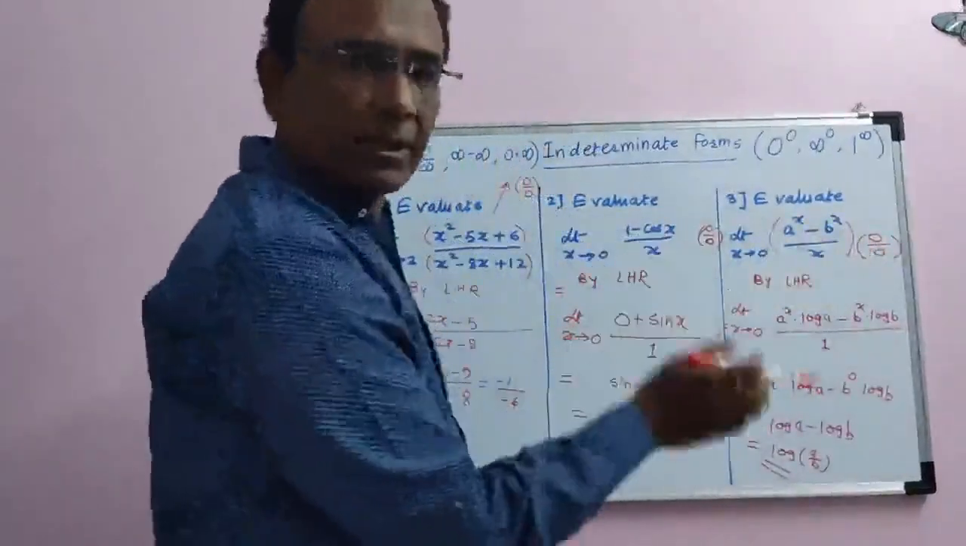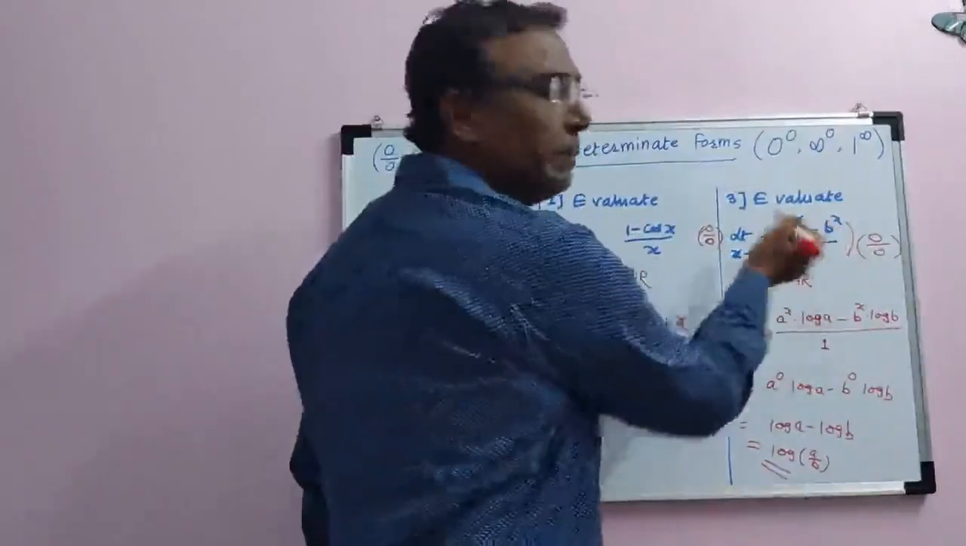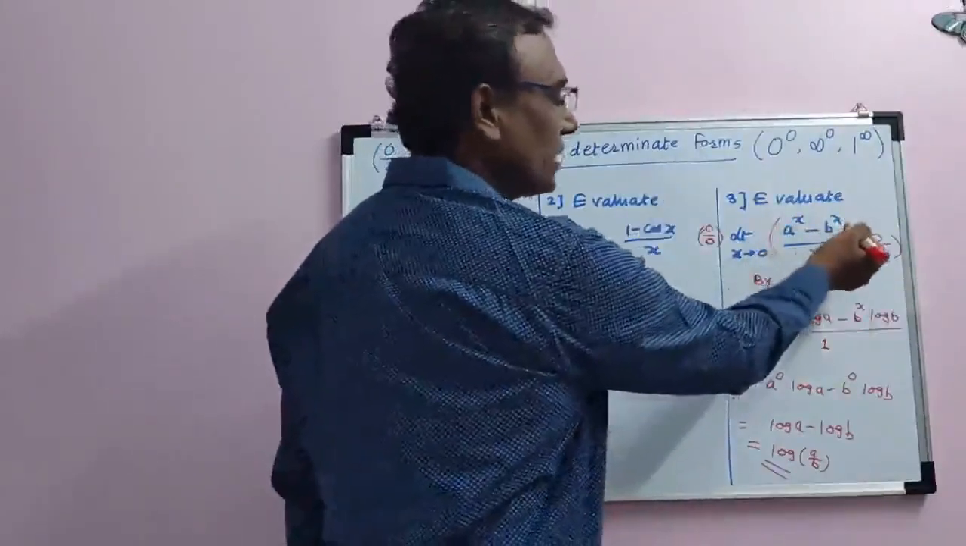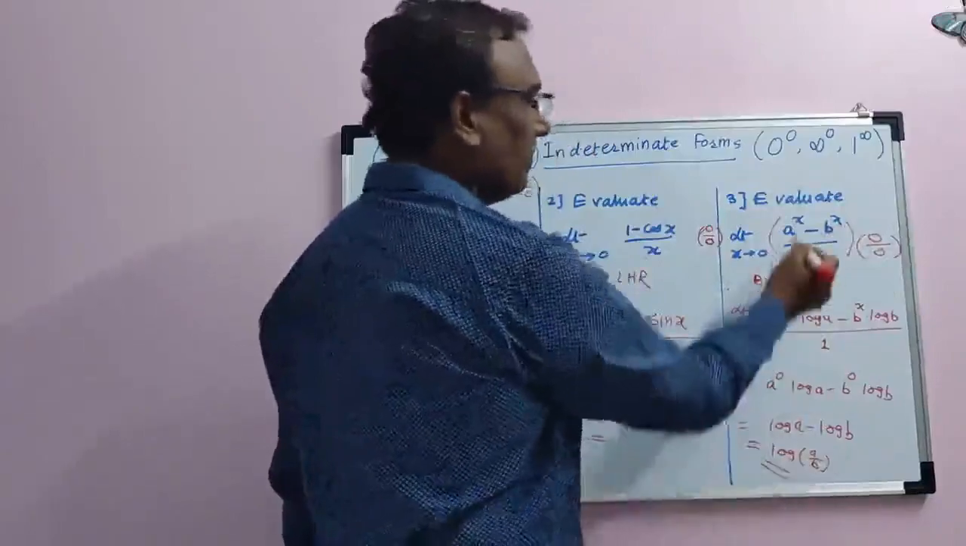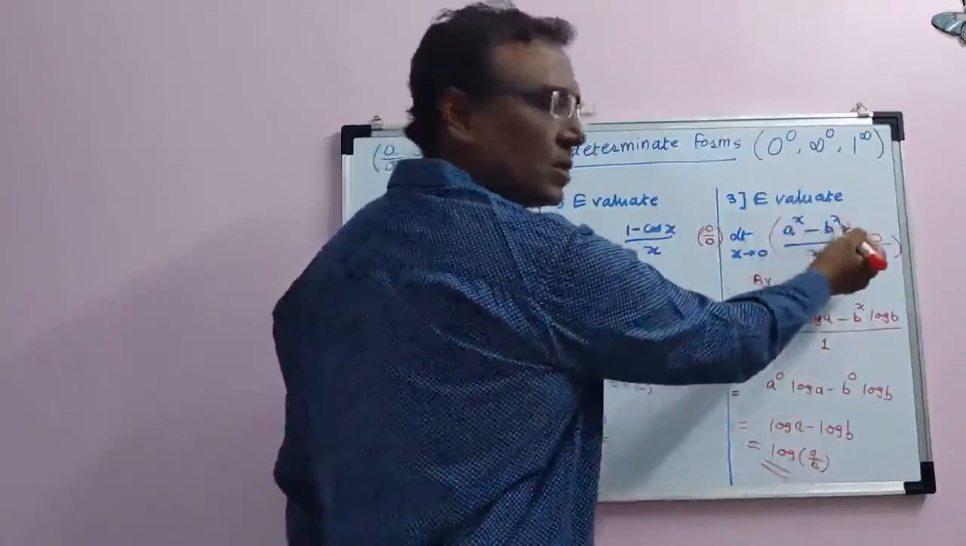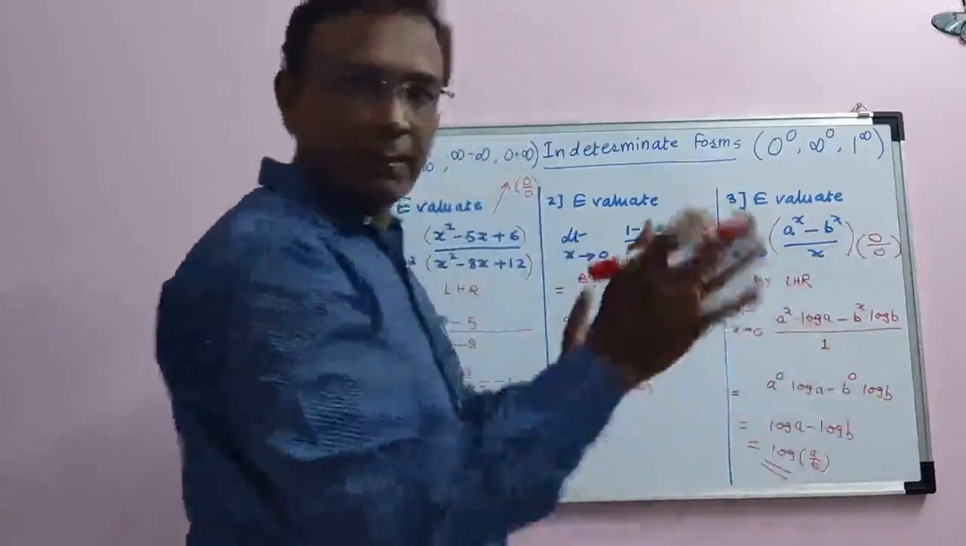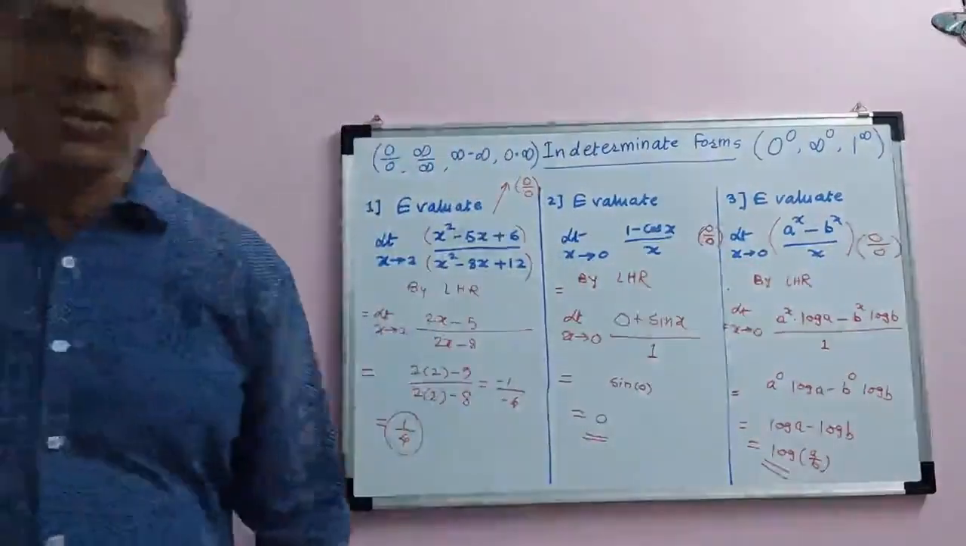Is it? In examination, a and b may be replaced by any other constant. Means 2 raised to x minus 3 raised to x, the answer will be log of 2 by 3. 4 raised to x minus 5 raised to x, the answer will be what? Log of 4 by 5. Like that. Means a and b may be replaced by any other fixed constant.